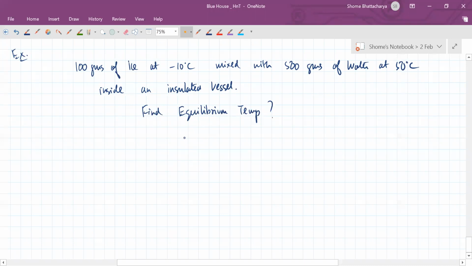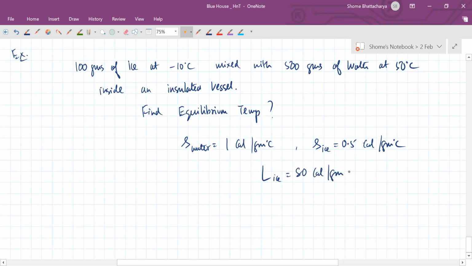So here, given that specific heat capacity of water is 1 calorie per gram degree C, specific heat capacity of ice is given in this particular question as 0.5 calorie per gram degree C, and latent heat of fusion of ice is given as 80 calories per gram. So just note down the data in the question. We'll discuss how to solve this.